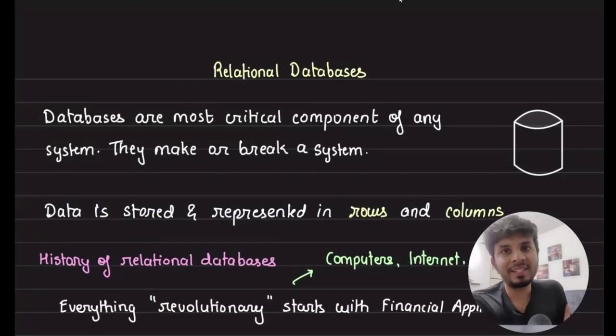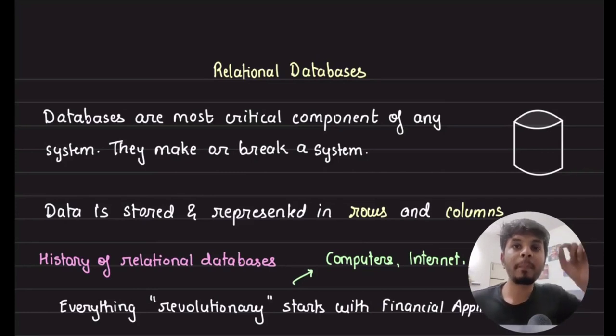So in this one, let's talk about relational databases. Now, databases in general are the most critical component of any system. The way I put it is, I always say the database is the most brittle component of any architecture.